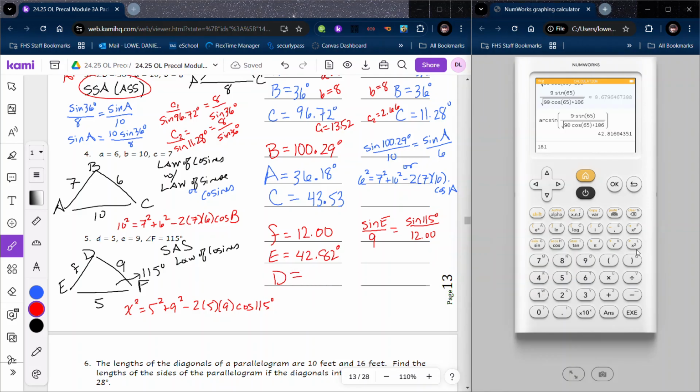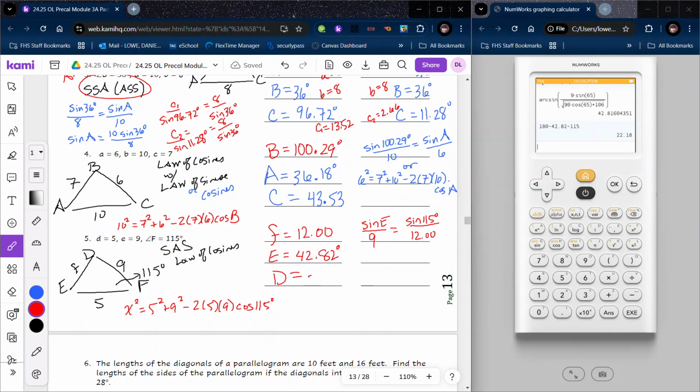And the only thing that I'm left to find is angle D. We know the angles in the triangle sum to be 180. So 180 minus 42.82 minus 115, and that gives us 22.18 degrees. So a bit of work. You've got to be careful with the work, and want to make sure you understand how to do the work.